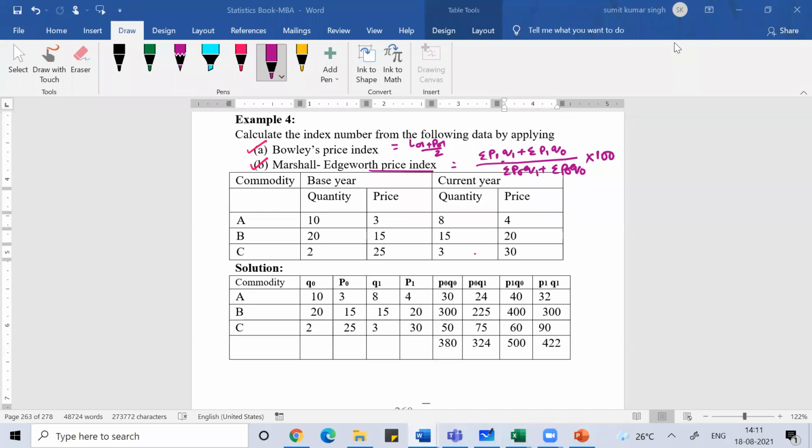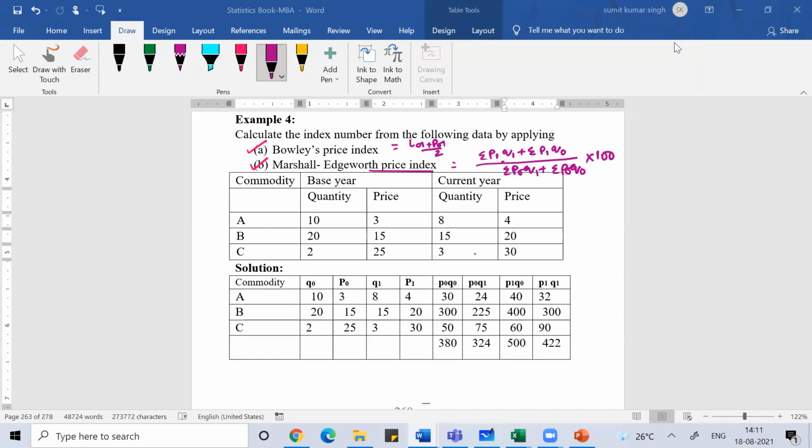For this question, do you know what is the Dorbish-Bowley method? It's the arithmetic mean of Laspeyres and Paasche. Marshall-Edgeworth price index method: the numerators of Laspeyres and Paasche, you simply add them. The denominators of Laspeyres and Paasche, you simply add them, into 100. That will give you the Marshall-Edgeworth method.